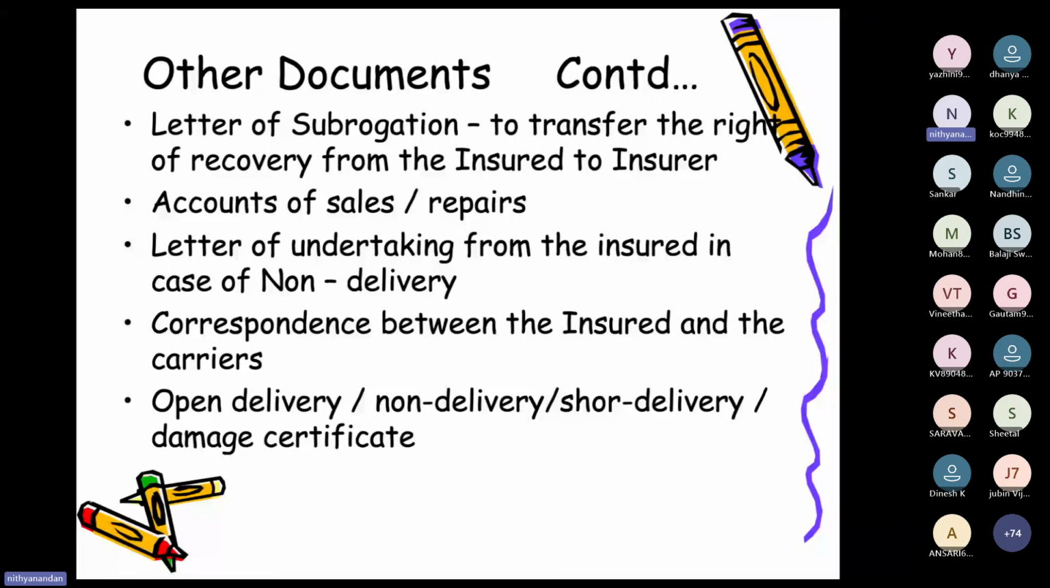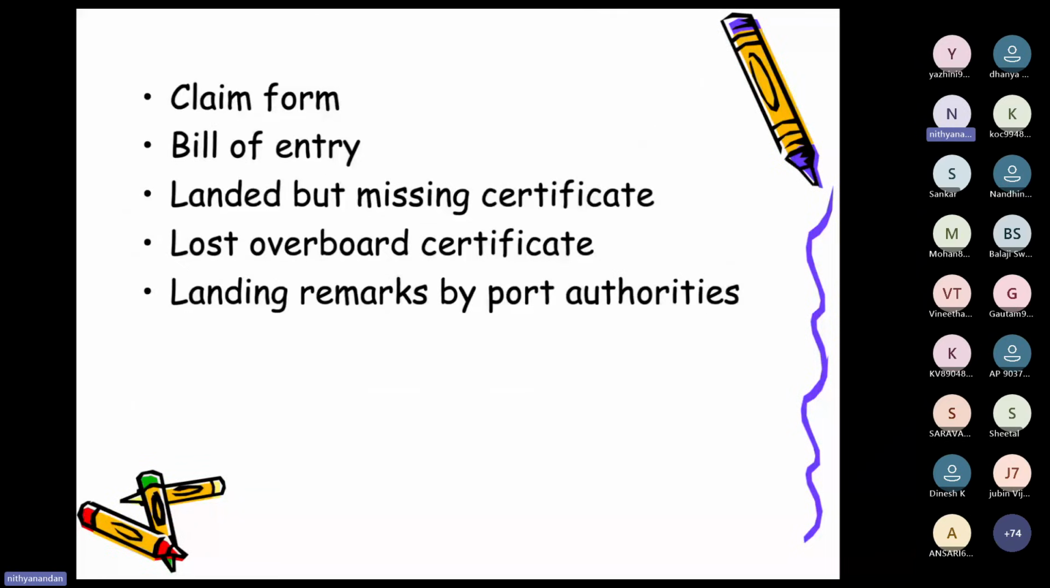All the correspondence between insured and the carriers, and the open delivery, non-delivery, short delivery, or damage certificate, whichever is applicable. The certificate from the carrier. Claim form. Bill of entry. What is a bill of entry? Sometimes they ask this question.